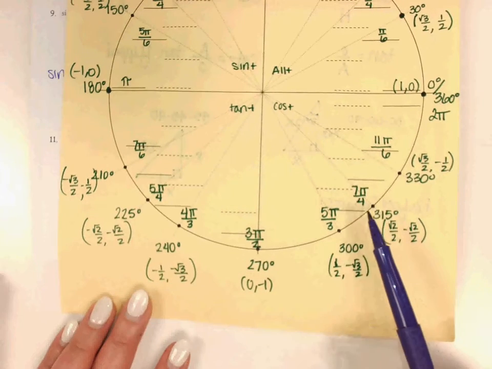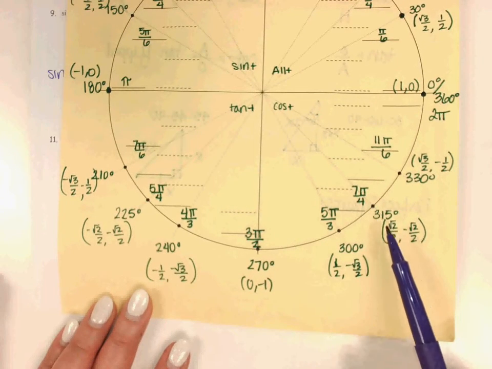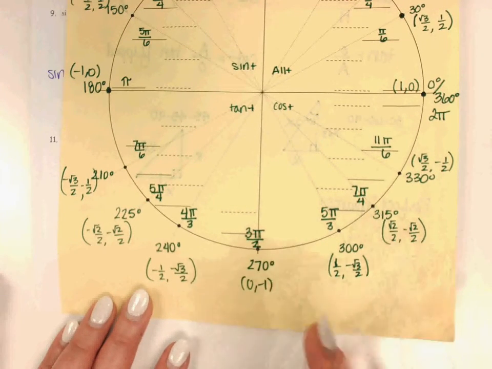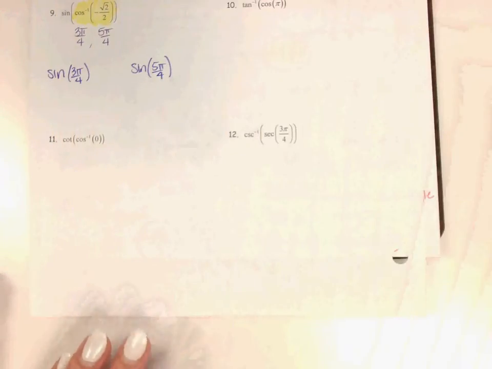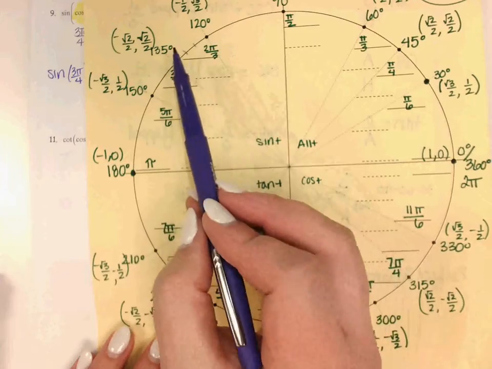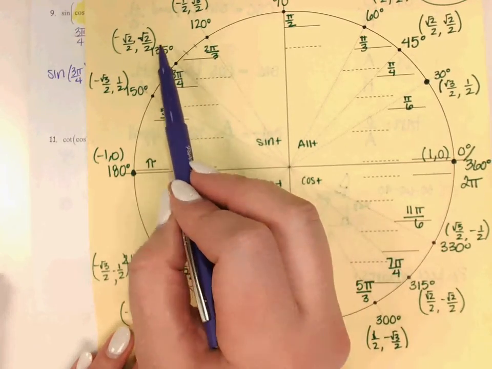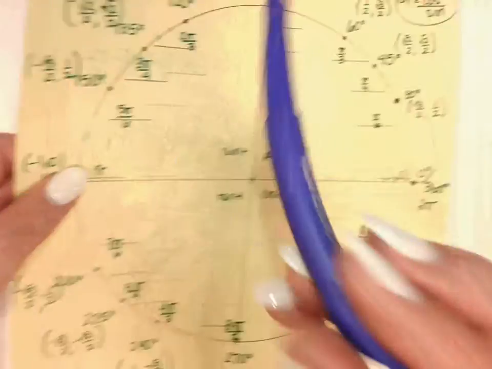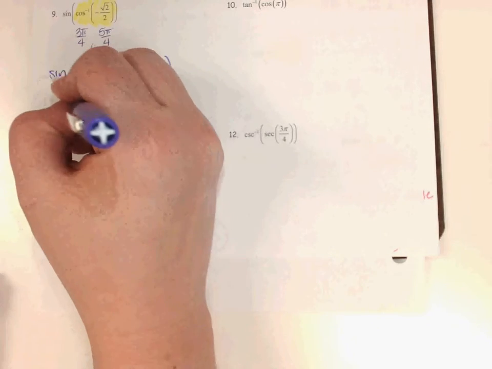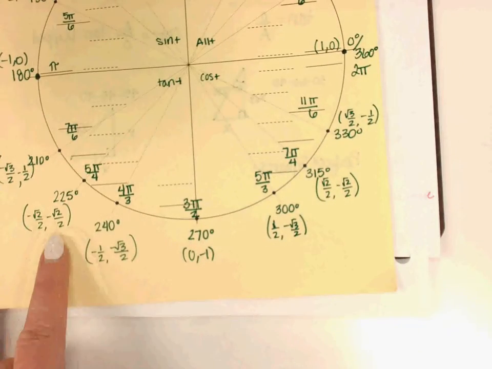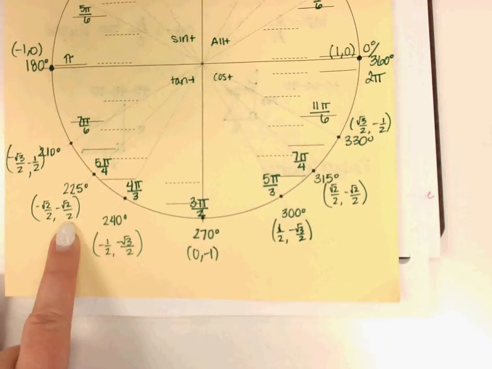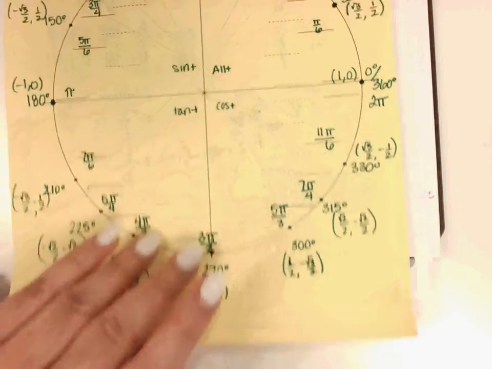At 7 pi fourths, what's your x value? Positive root 2 over 2. So we're looking at the x to be negative. Okay? And then from there at 3 pi fourths, which is right here, what's my sine, which is my y value? Root 2 over 2. And then what about for 5 pi fourths? What would that be? Just negative root 2 over 2, because I'm down here at the bottom of the circle. Make sense?